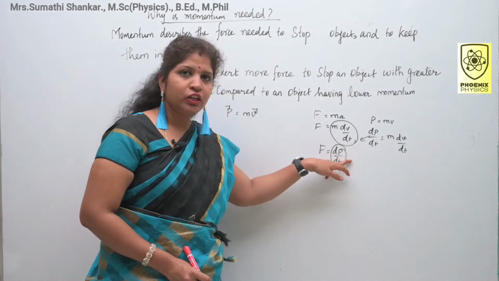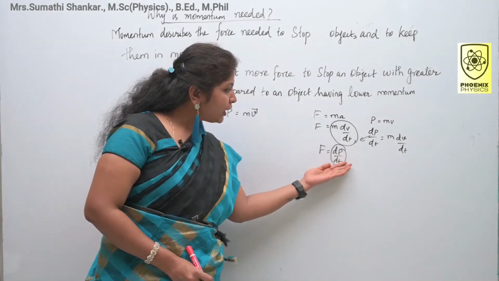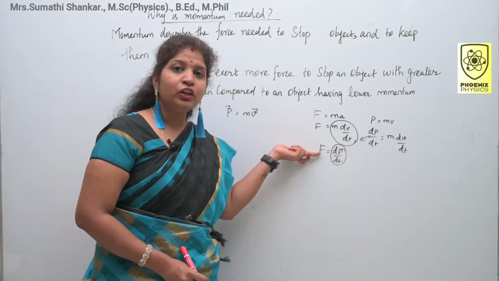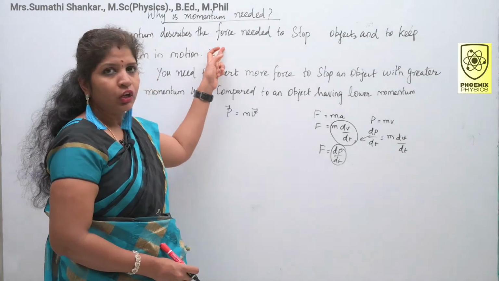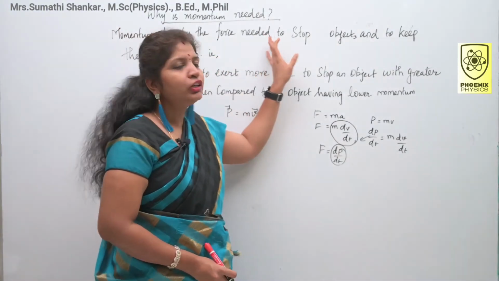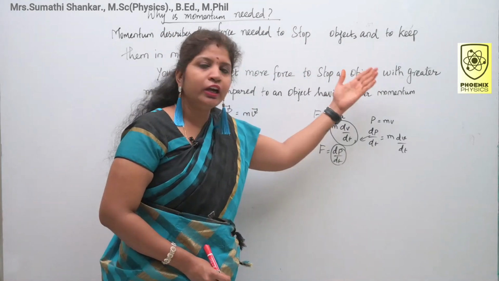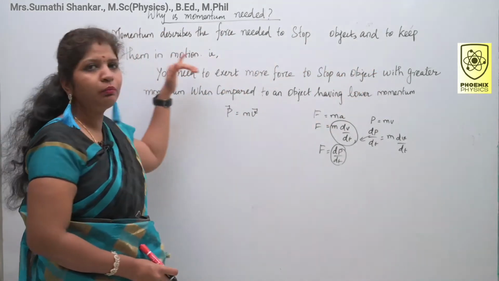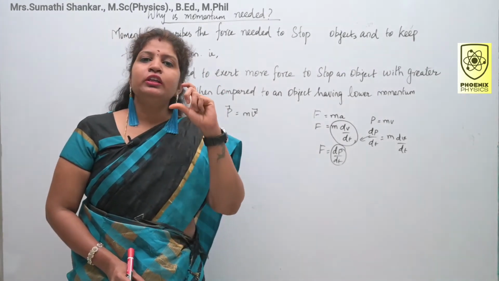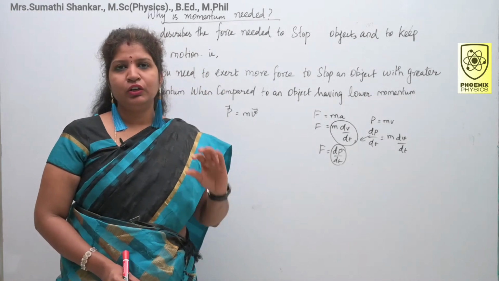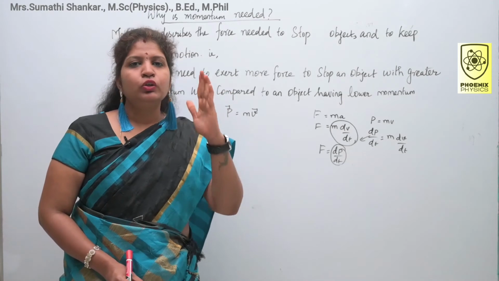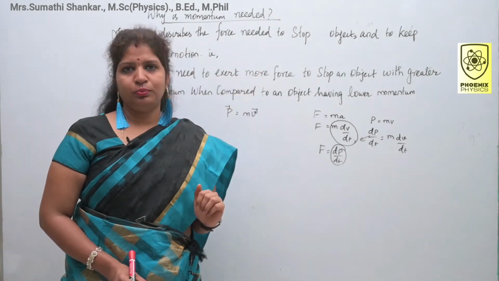The rate of change of linear momentum is directly proportional to the force applied. That is why I introduced the term force. So momentum describes the force needed to stop the object and to keep them in motion. Up to this clear? Hence, momentum is an important factor to consider when we design a system to stop a moving object.